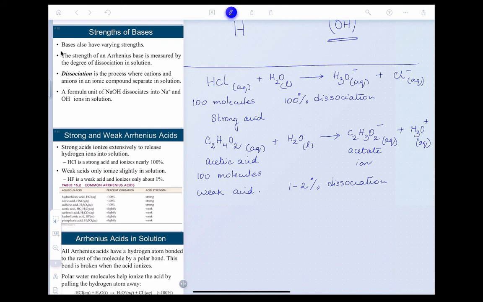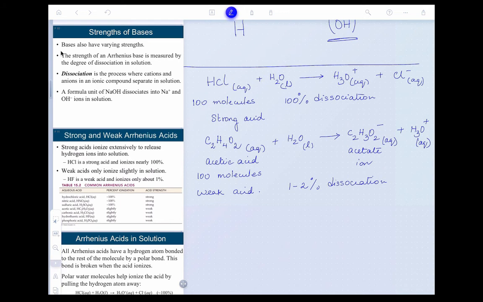Now, we've come up with a definition for ionization, using ionization and dissociation to define the strength of an acid. An acid is said to be a strong acid if it undergoes complete ionization. An acid is said to be a weak acid if it does not undergo complete ionization.